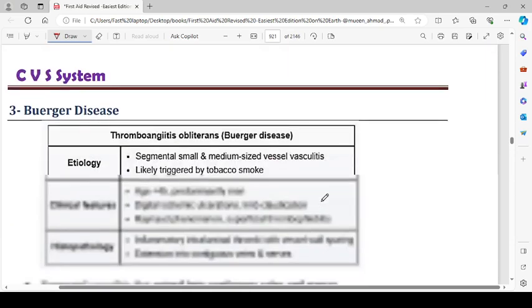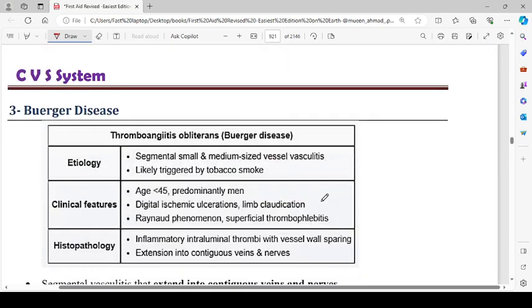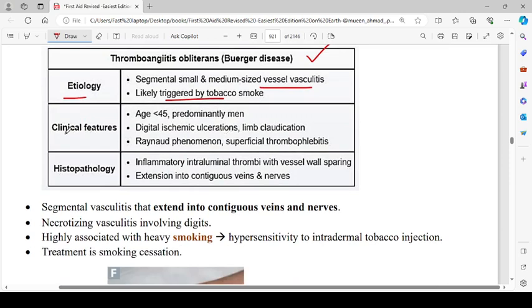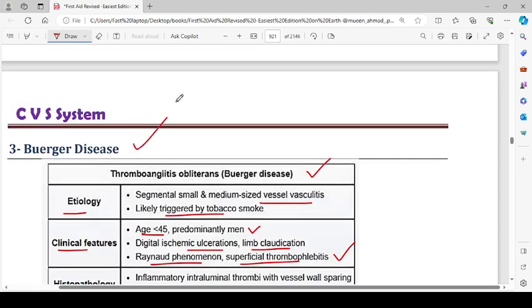The next thing is Buerger disease. So, thromboangiitis obliterans or Buerger disease. Etiology: segmental small and medium-sized vessel vasculitis, likely triggered by tobacco smoke. The clinical features: age less than 45, predominantly men, digital ischemic ulceration and limb claudication, Raynaud phenomenon, and superficial thrombophlebitis. Now, for Buerger disease, think of a smoker male, middle-aged, who is presenting to you with Raynaud phenomenon.